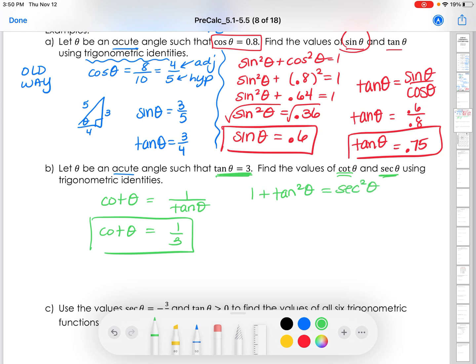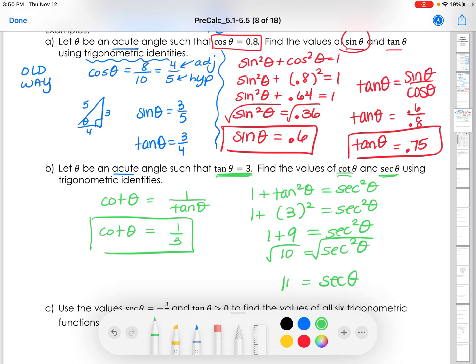Okay, so let's replace tan with 3. So 1 plus 3 squared is equal to secant squared. That's 1 plus 9, or 10. We'll square root. Again, because we're in the first quadrant, everything's positive. We don't have to worry about plus minus. So that means that secant is equal to, sorry, root 10. Square root of 10.